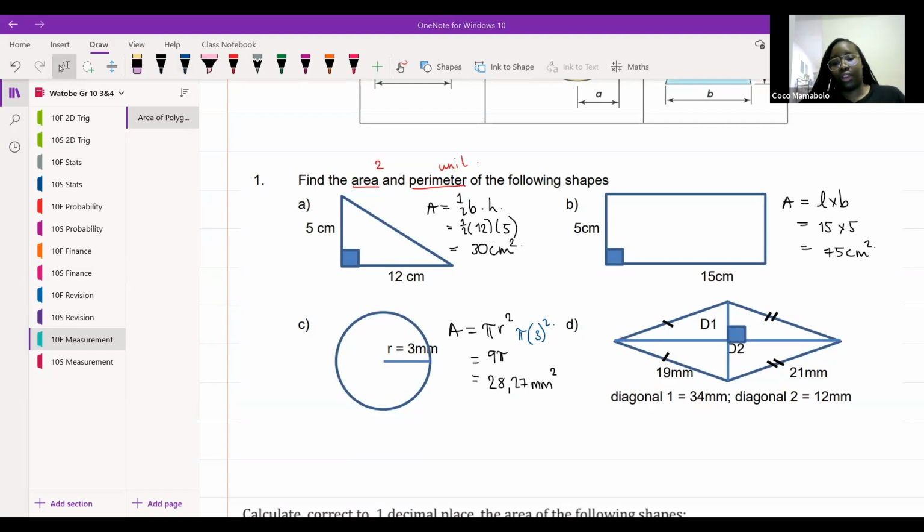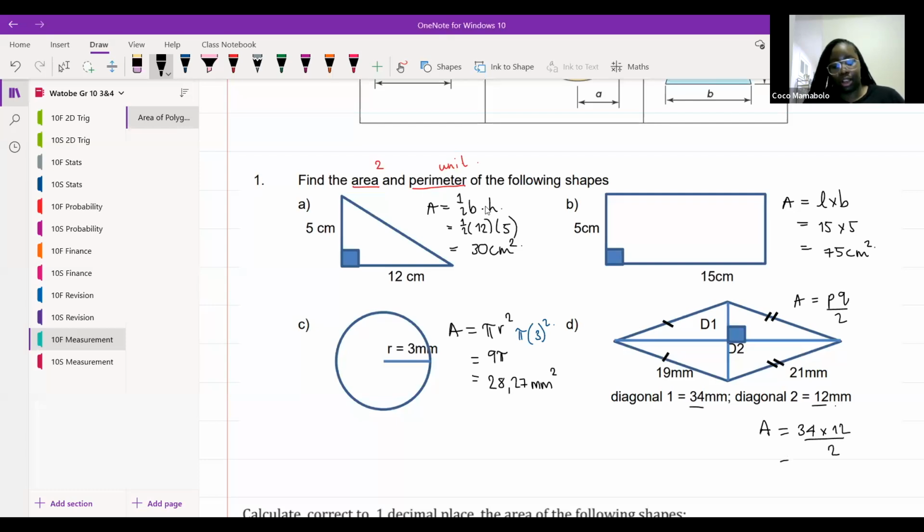The area of a kite is equal to P times Q over 2. This P and Q stand for our diagonals: diagonal 1 times diagonal 2 divided by 2. They give us the dimensions of our diagonals, there's one, there's the other. So the area is going to equal 34 times 12 divided by 2.